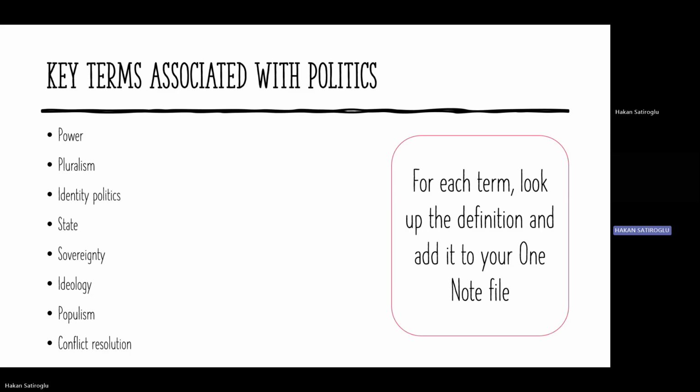Power: how is power exercised? How is it seen in the public or in business? So this is maybe the question. Pluralism is about multiple interest groups influencing the policy and market access.